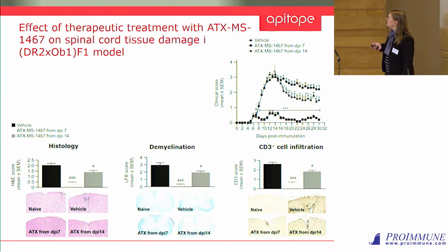Demyelination in this case is measured as Luxol fast blue staining, and you can see that you have quite significant demyelination in the controls. If you start at day 7, you can almost prevent that from happening, but you still have a halt of the disease progress if you start at the peak of the disease, and the same is reflected in CD3 cell infiltration. So we think that the earlier you go in, the better the response, but of course that's not really the case that you can do in humans, but you can still see a very good response preventing new things from happening if you go in at the peak of the disease.